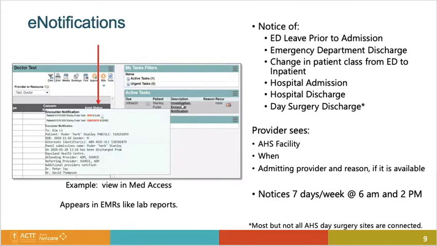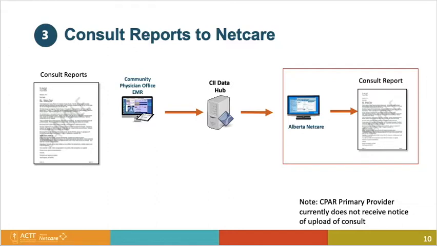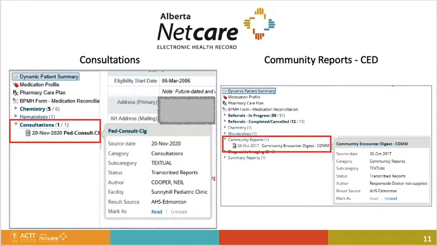And now, consult reports. Finally, any provider that receives referrals and writes consult report letters can participate and choose to send a copy to Alberta Netcare as a PDF document. It can be as simple as a click. Consults from the community are available in the Consultations folder in Netcare, labeled to indicate the specialty of the provider who submitted, and are available to others in the system. Both the consult reports and the community encounters are informing decisions in emergency departments and hospitals.